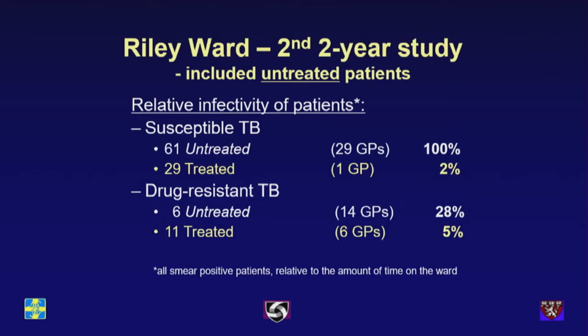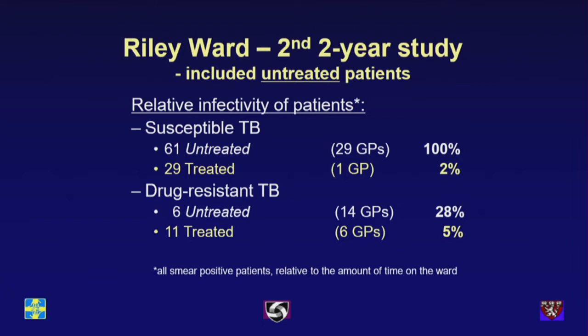So not the most potent regimen in the world, but nonetheless, the 61 patients who were untreated with drug susceptible TB infected 29 guinea pigs on the top line there. We have a pointer, okay. 100 is 100%, then taking into consideration the amount of time that the patients and the guinea pigs were exposed, then 29 treated patients infected only 1 guinea pig, so they were 98% less infectious.